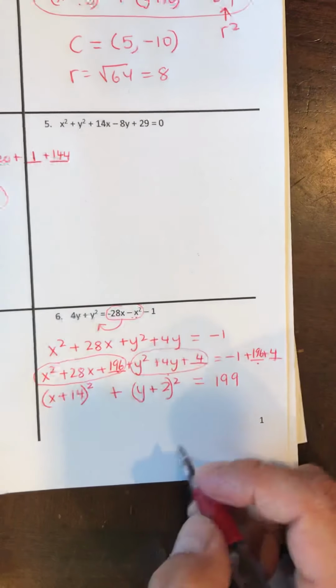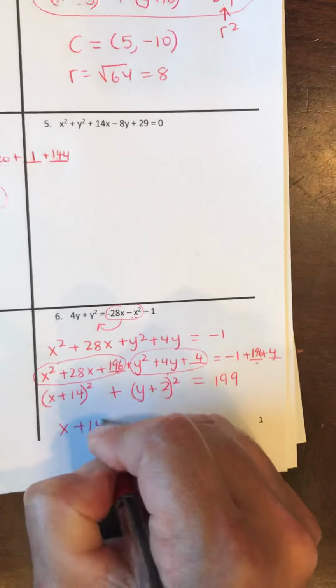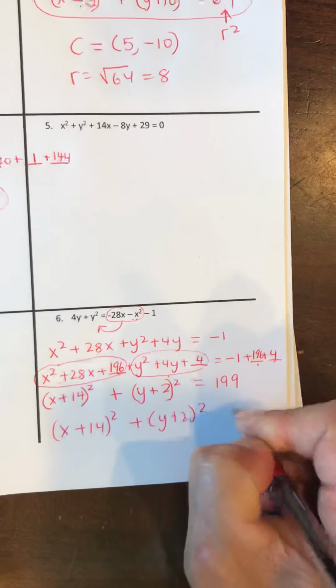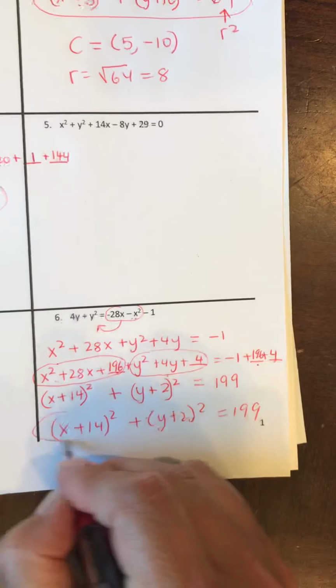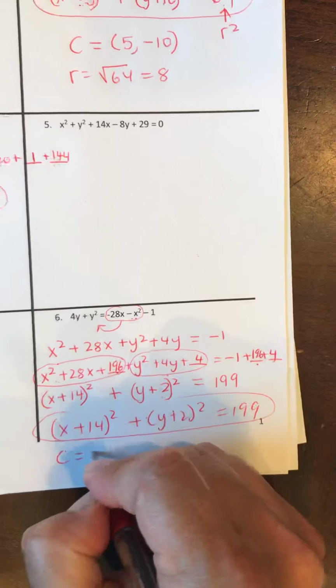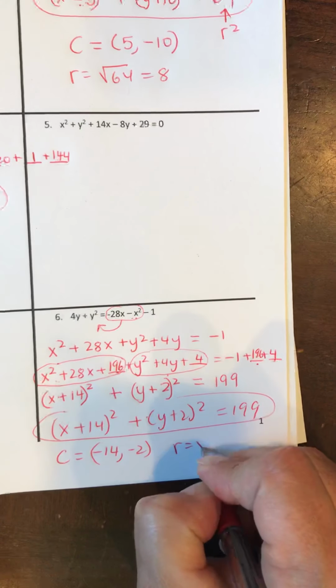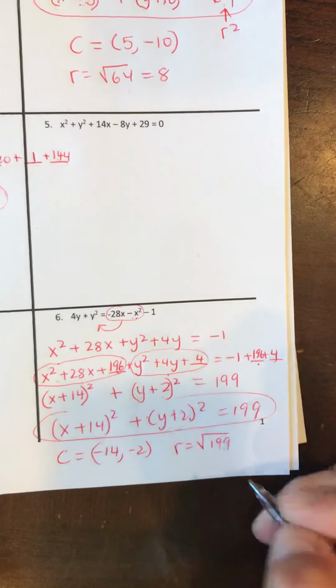So now that's my equation. x plus 14 squared plus y plus 2 squared equals 199. Our center is negative 14 comma negative 2. And our radius is going to be the square root of 199.